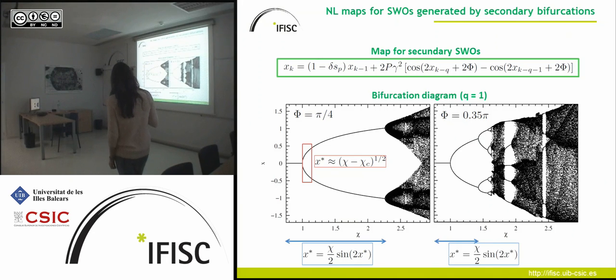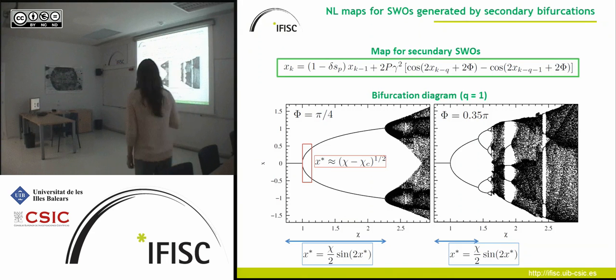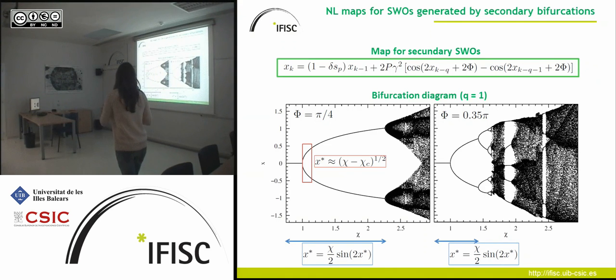However, for other values of phi, this map is not symmetric, but it has a symmetric part. And the point at which the square wave solutions become unstable depends on the feedback phase. Here, they are stable for higher values of G. And here, we can see that at lower values, they are already unstable. This map predicts the instabilities of the square wave solutions and also other instabilities.